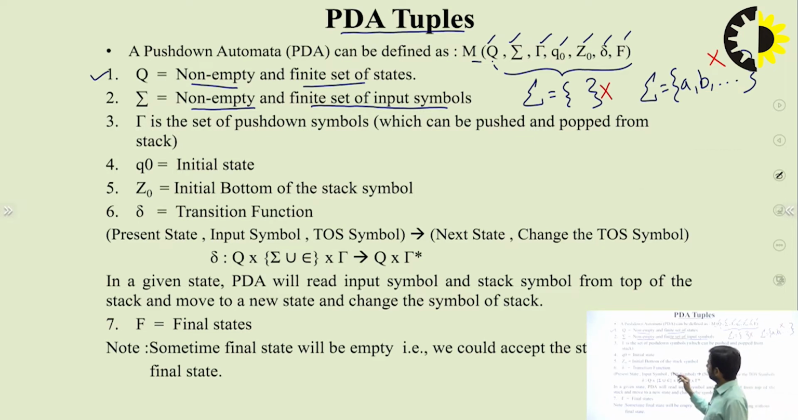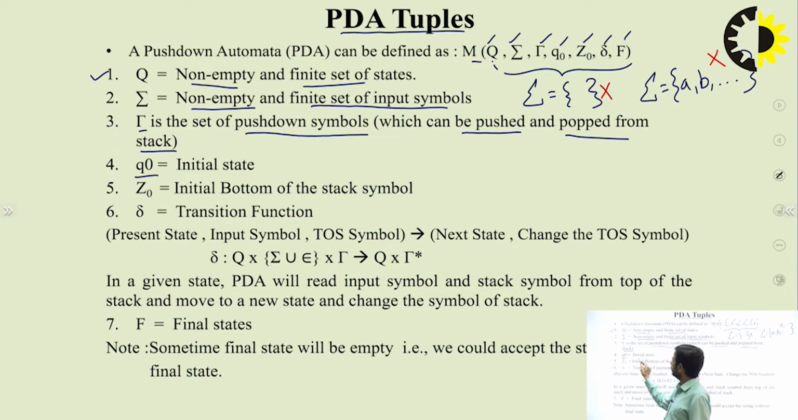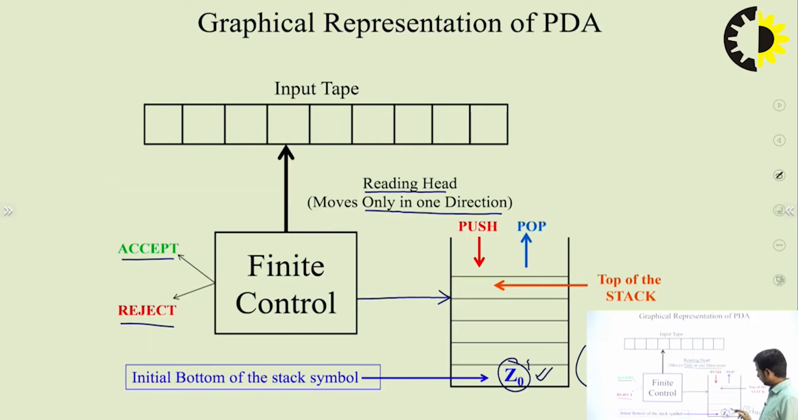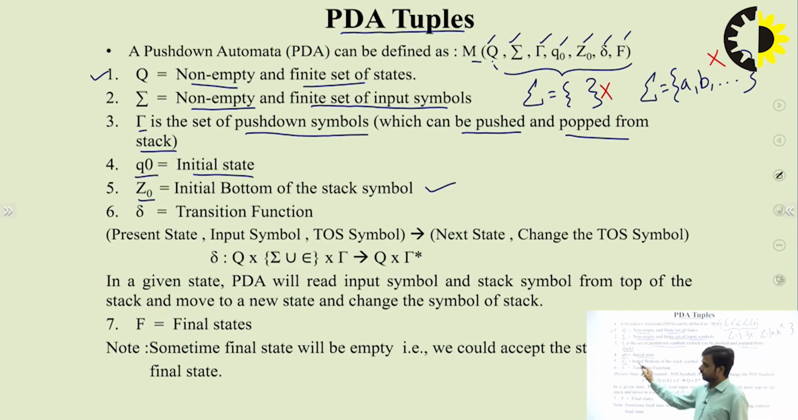Next, the third symbol is tau. It is the set of push down symbols which can be pushed or popped from the stack. Fourth is q naught. Q naught denotes the initial state in the push down automata. Next is Z naught. Z naught is the initial bottom of the stack symbol. So this Z and this Z are the same.